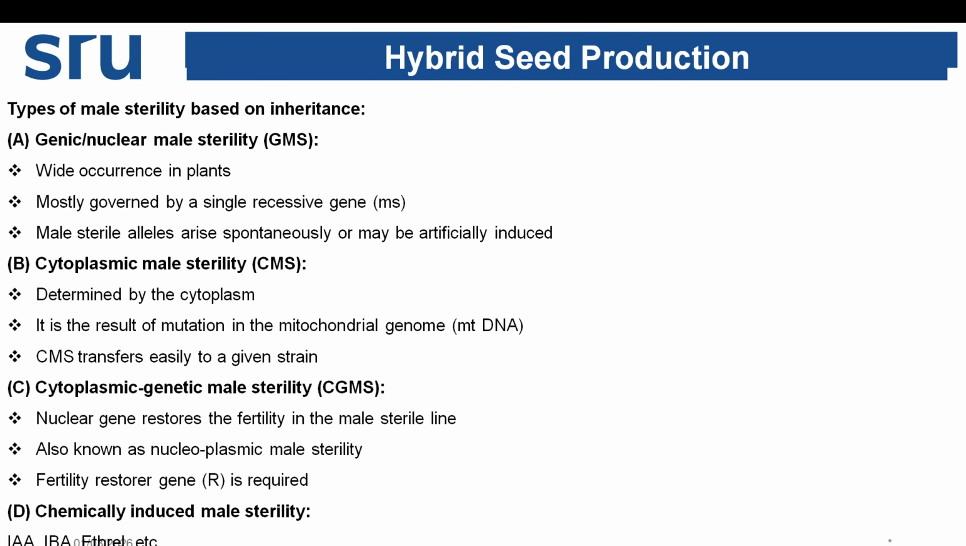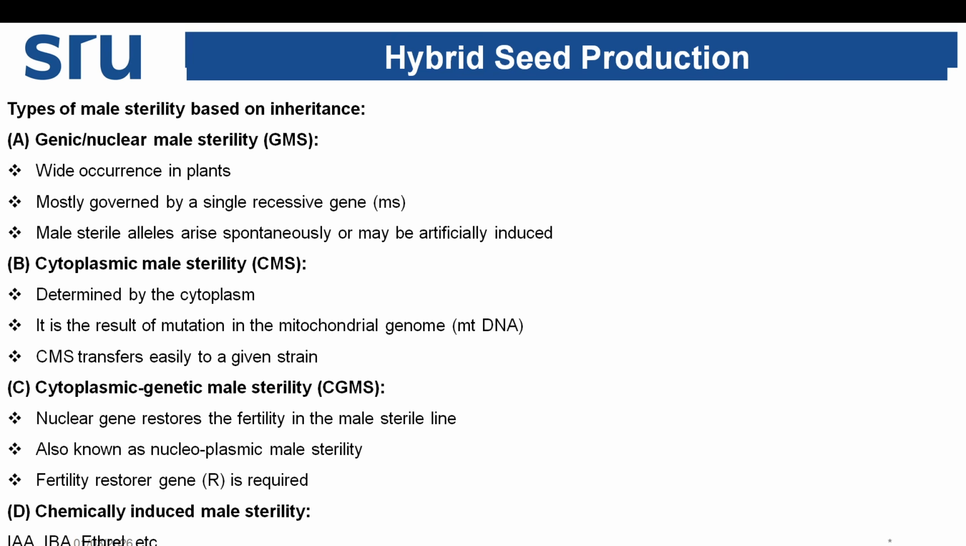Then, based on inheritance, there are different types of male sterility: genetic male sterility, cytoplasmic male sterility, cytoplasmic genetic male sterility, and chemically induced male sterility. First we will see genetic or nuclear male sterility. We'll call it GMS.